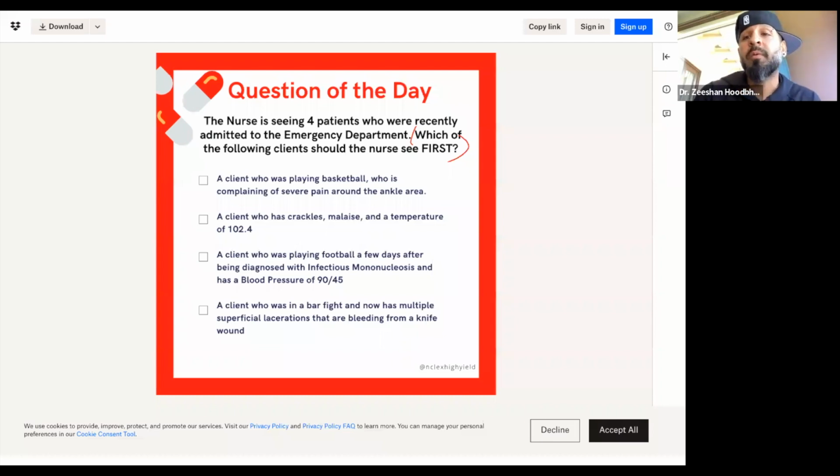So now we figure out the situation. The situation is a nurse is seeing 4 patients who were recently admitted to the ER. So now we use the method and we start from number 4. In prioritization questions, we don't make a decision. So I want you to look at number 4, and all I want you to do is compare it to number 3. That's it. Don't go on to 2 and 1. Just stick with number 4 and compare it to number 3.